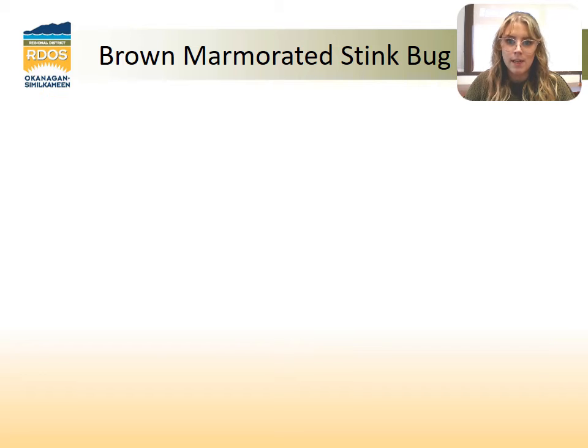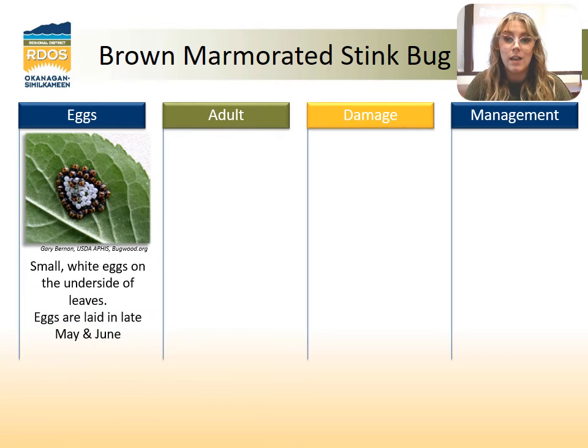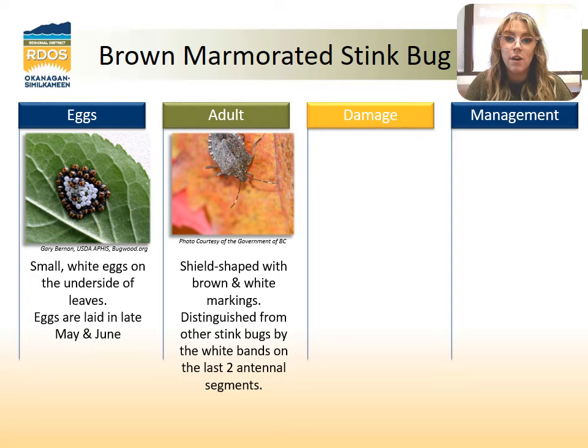The brown marmorated stink bug is of serious concern in this region because it's known to wreak havoc on crops of many types. It is not numerous in this region yet, but is expected to be, so it should be known to you before you plant your fruit tree or berry bush. Eggs are small and white and are found on the underside of leaves in late May and June, and adults are distinguished from their native lookalikes by their white bands on the last two antennal segments. Damage is characterized by various levels of distortion from feeding injuries as well as premature ripening.